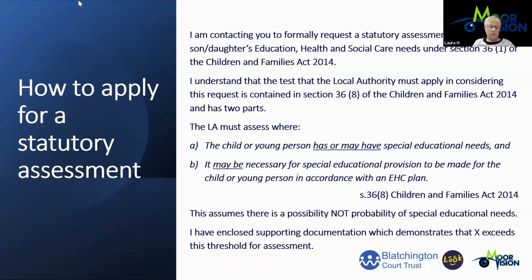So the LA must, and that is a must, assess where the child or young person has or may have special educational needs, and it may be necessary for special educational provision to be made for the child or young person in accordance with an EHC plan. And that assumes there's a possibility, not a probability, of special educational needs. So we always use that text, and then we go on to say, having close supporting documentation. So we always do.